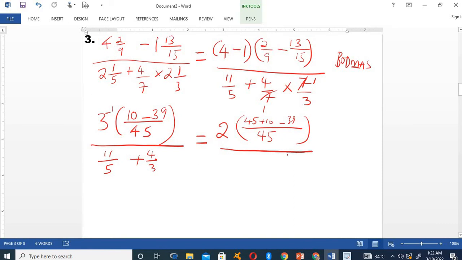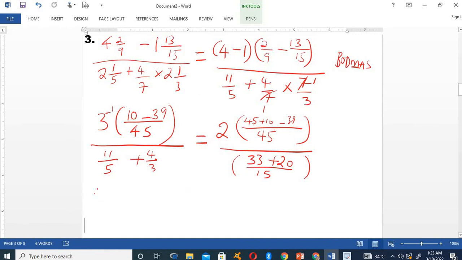Then below, I'm going to take the LCM of these two, which is 15. So let me put it in brackets so it doesn't confuse us. So I have 15. Okay, they are prime numbers. I simply multiply, and then divide 15 by 5 is 3. Multiply by 11 is 33. Okay, 33 plus. Divide 15 by 3 is 5. Multiply, you have 20. Okay, so should I continue on that side?